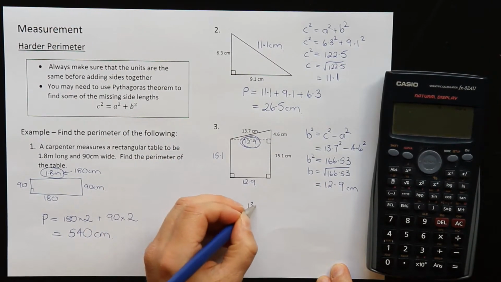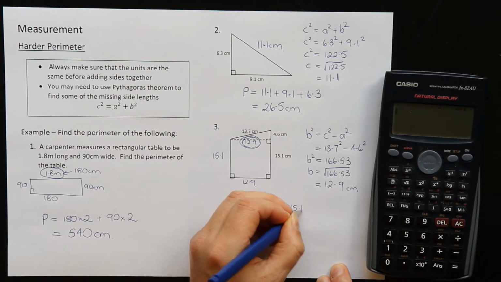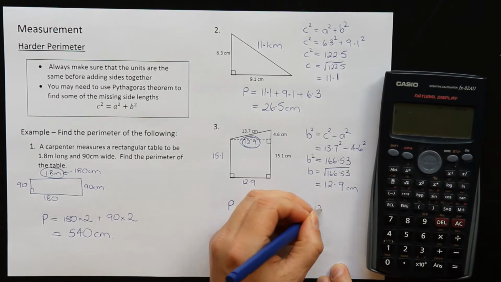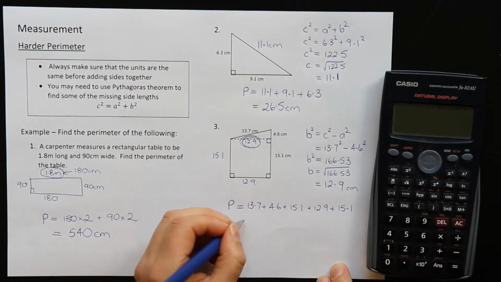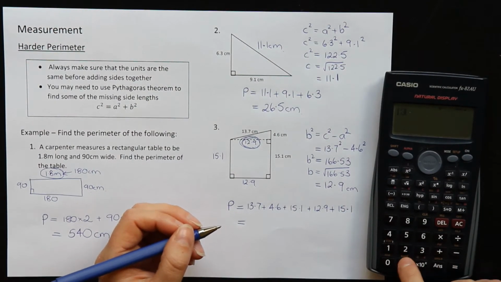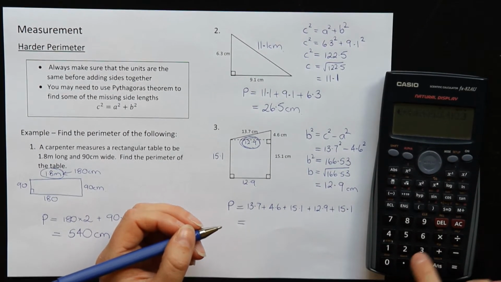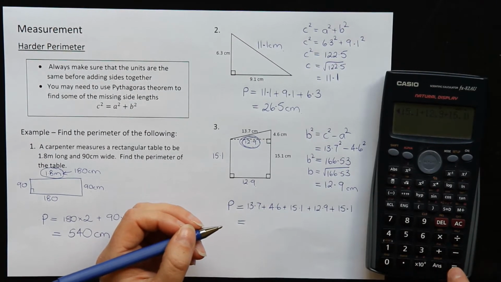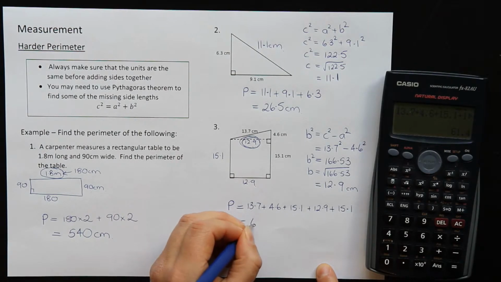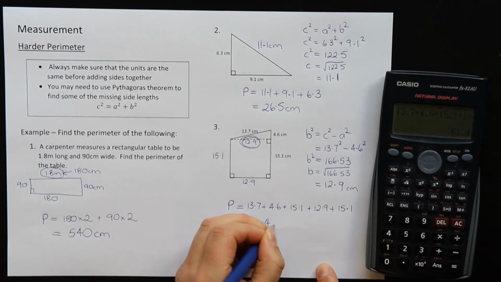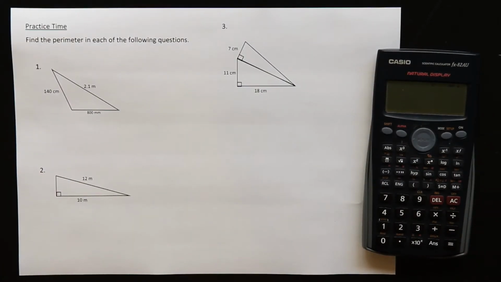We have 13.7 plus 4.6 plus 15.1 plus 12.9 plus 15.1. Okay, 13.7 plus 4.6 plus. So our final answer for perimeter is 61.4 centimeters.